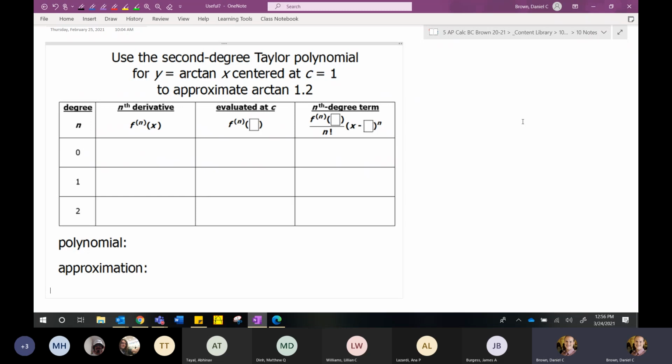And I will say when you're making that table, for that second derivative, you probably want to make sure you use the table.